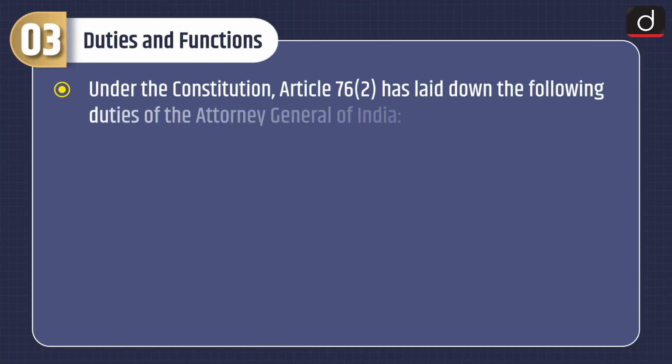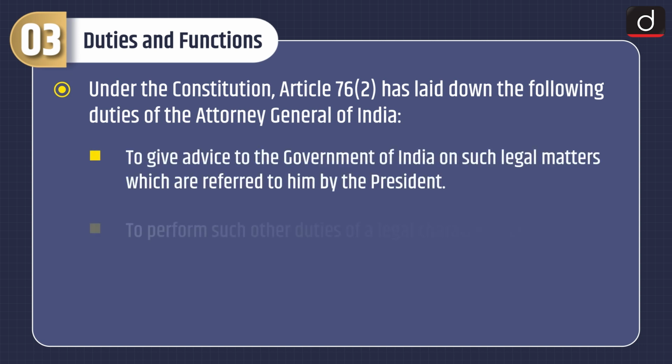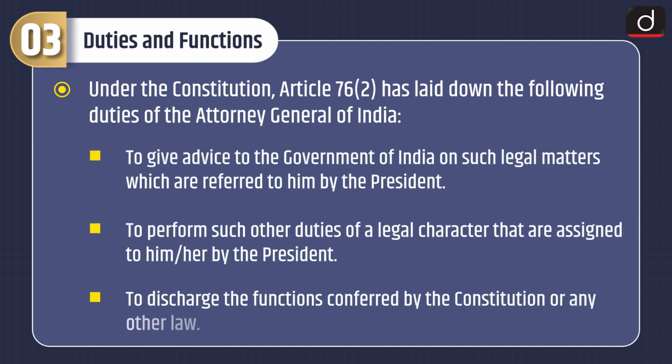Now moving on to duties and functions. Under the Constitution, Article 76(2) has laid down the following duties of the Attorney General of India. To give advice to the Government of India on such legal matters which are referred to him by the President. To perform such other duties of a legal character that are assigned to him or her by the President, and to discharge the functions conferred by the Constitution or any other law.